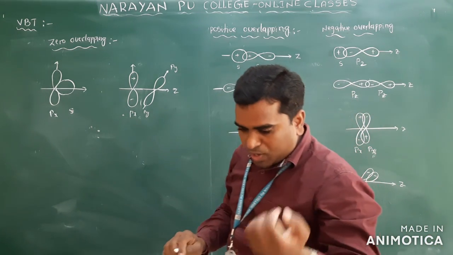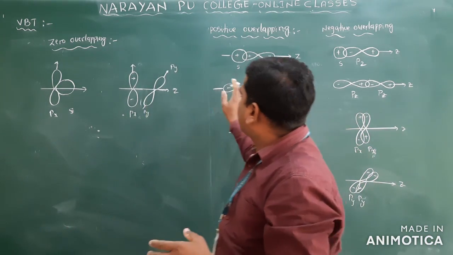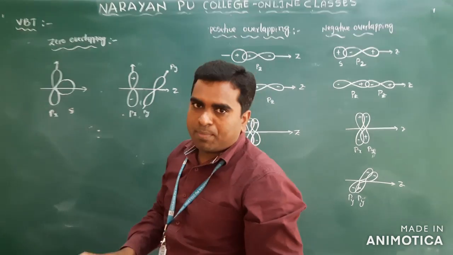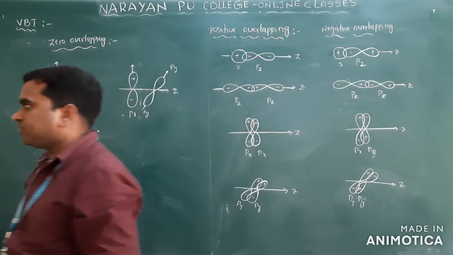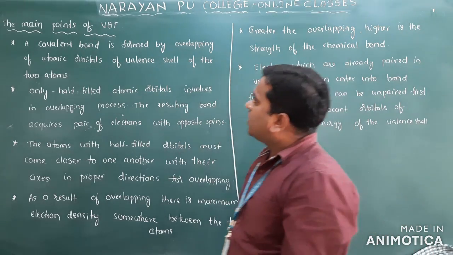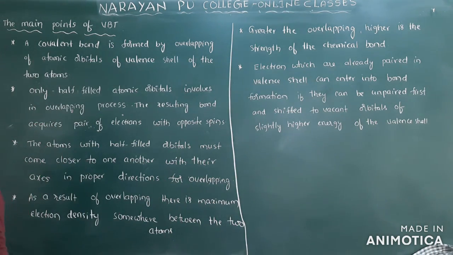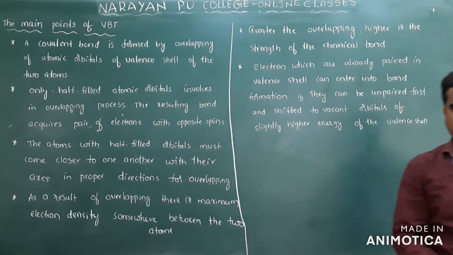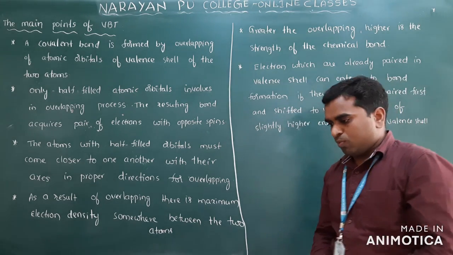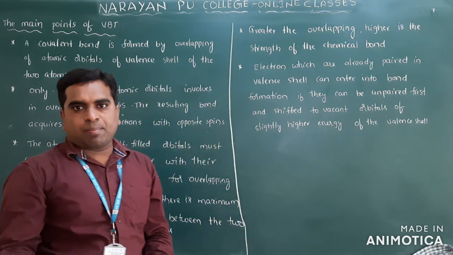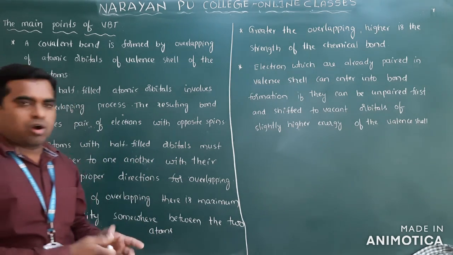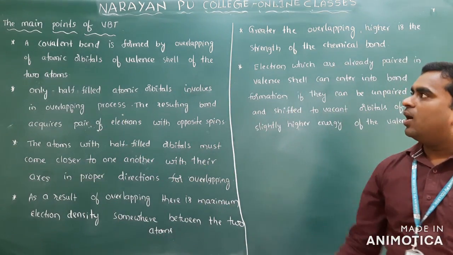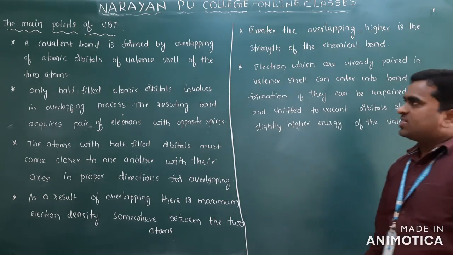Okay? So this is about the overlapping. One way of overlapping of atomic orbitals takes place, and these are the chances. One is positive overlapping, negative overlapping, and zero overlapping. Zero overlapping means overlapping does not take place. So now these are the main points of VBT. I have discussed VBT theory in terms of energy, and in terms of the orbital overlapping concept. So I put all together, and here these are some main important points of VBT.